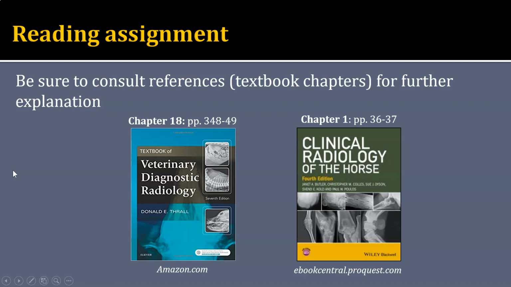Certainly more explanation and some additional examples can be found in the textbook chapters listed here in these two textbooks. And then we're going to come back and we're going to look at more specific findings in each of the joints in the dog and the horse.